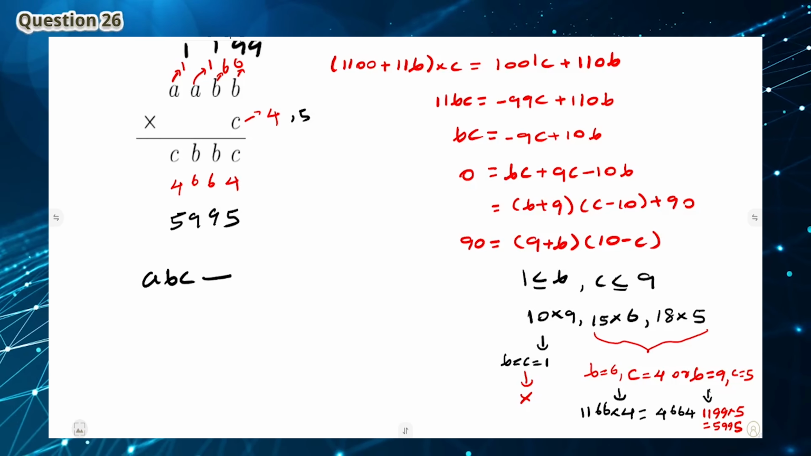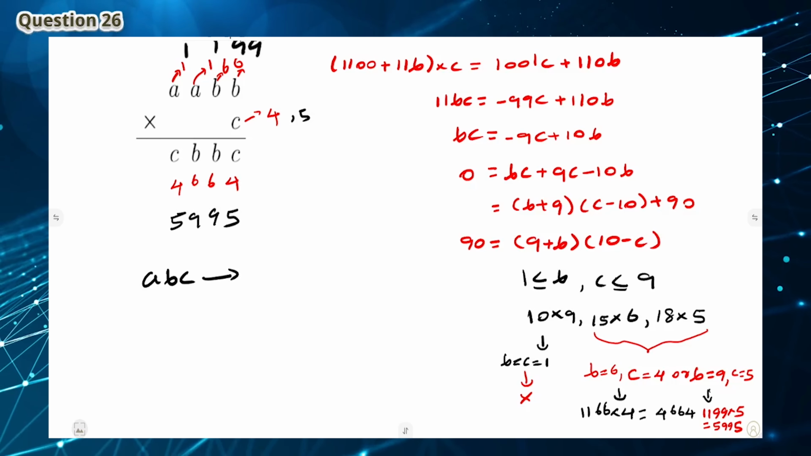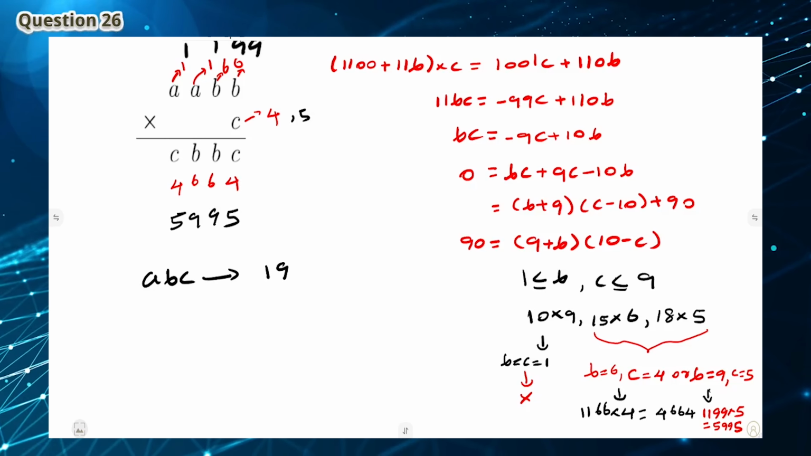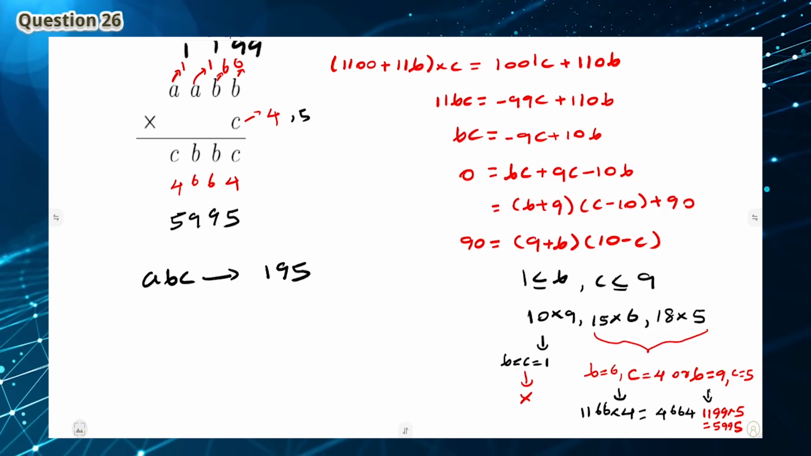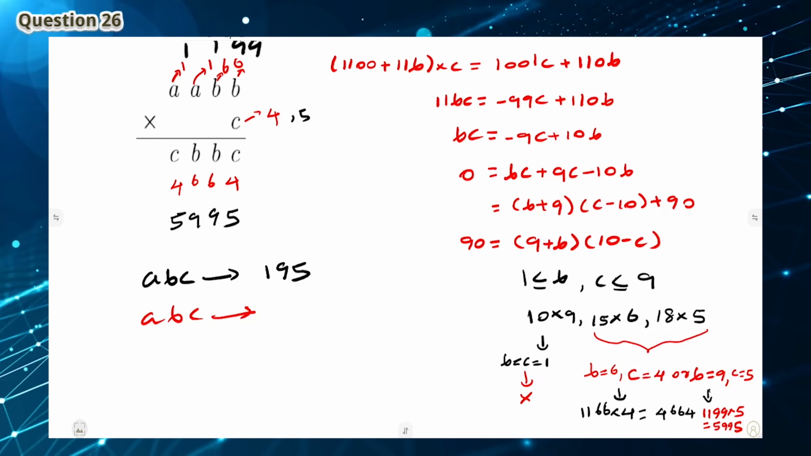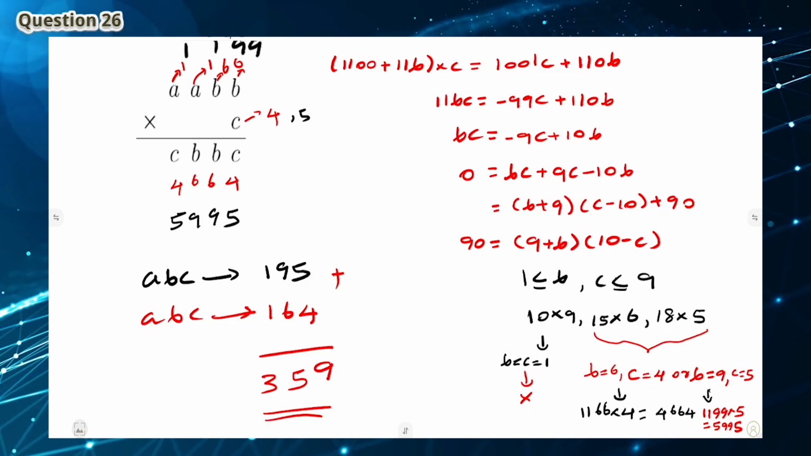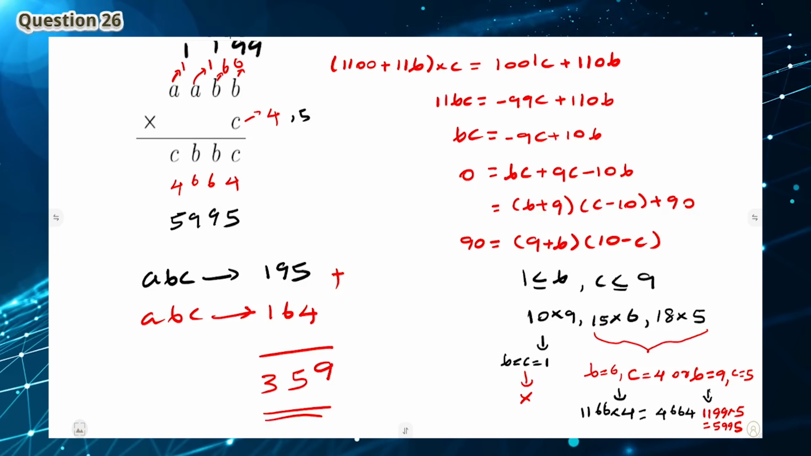This means that we get two valid answers for the three-digit number ABC. These are 195 and 164, which add up to 359. So the answer is 359.